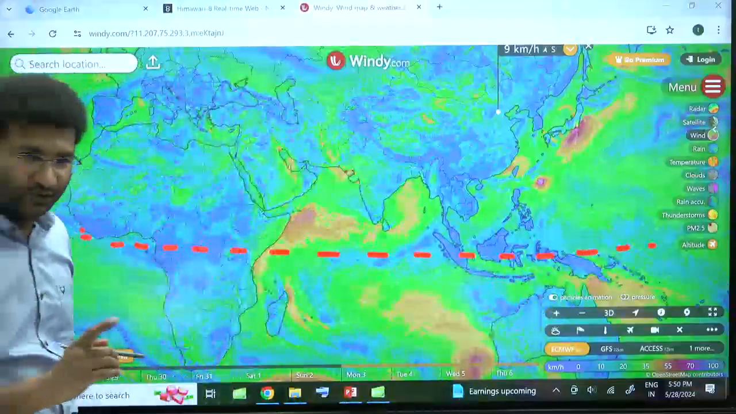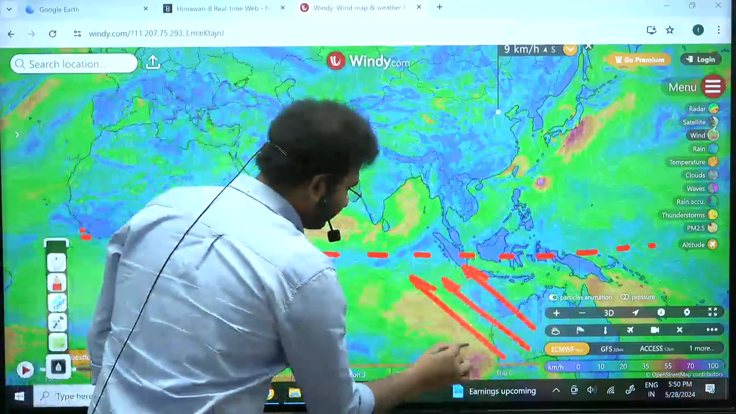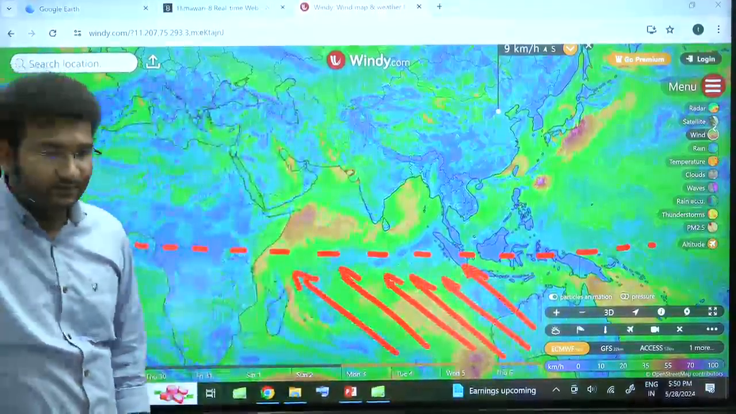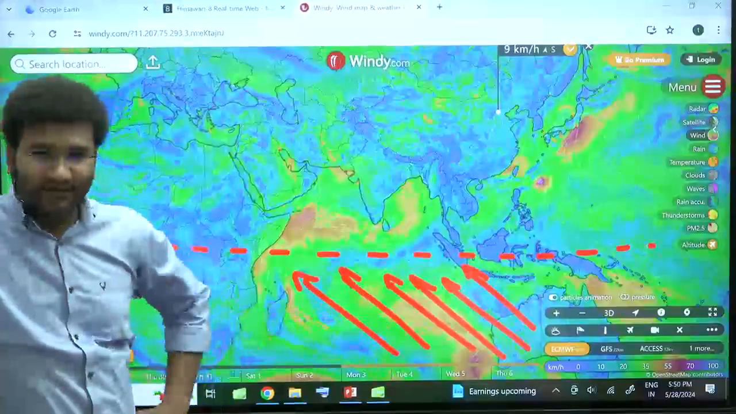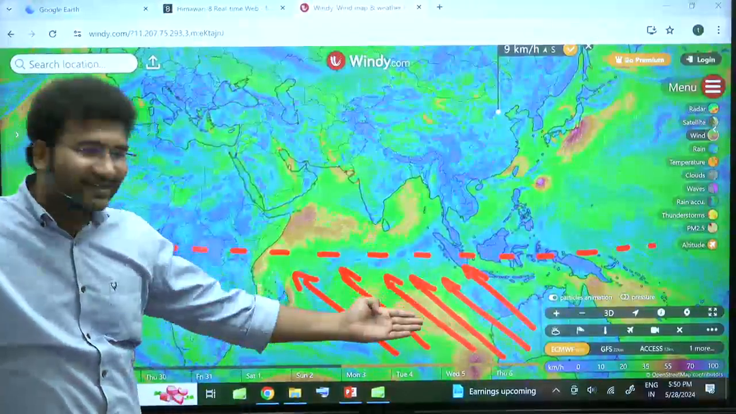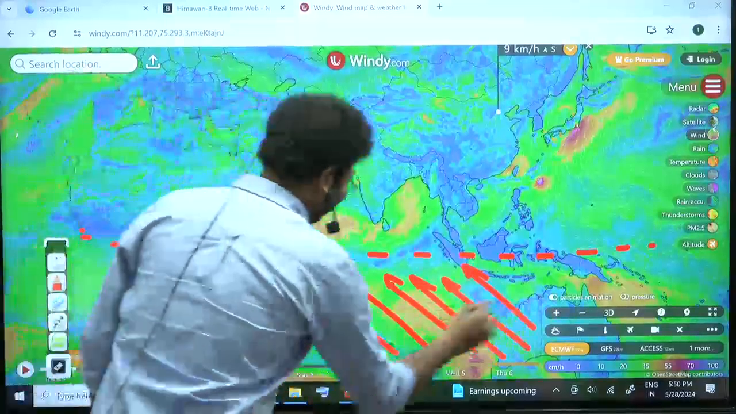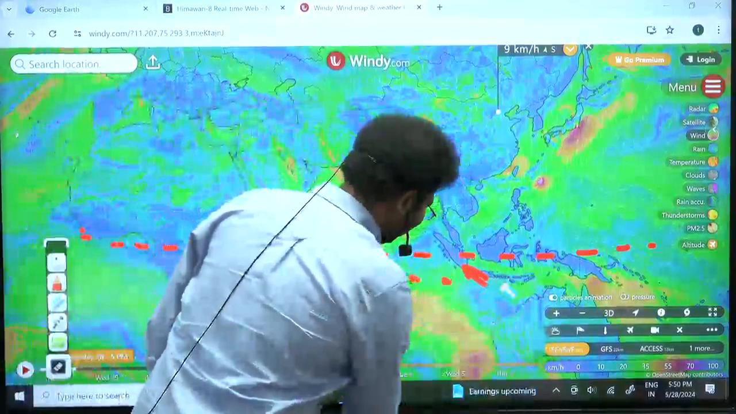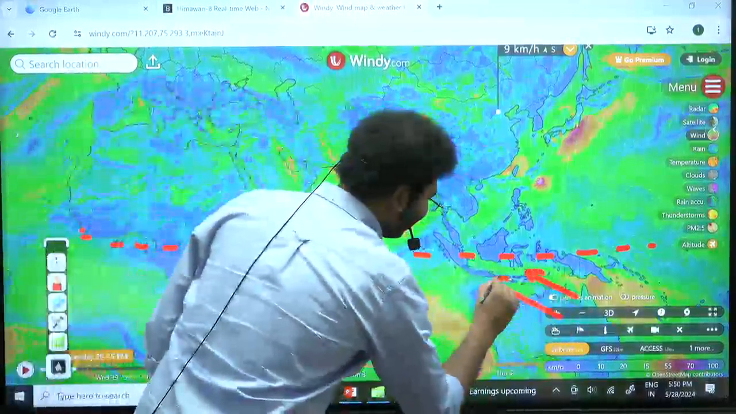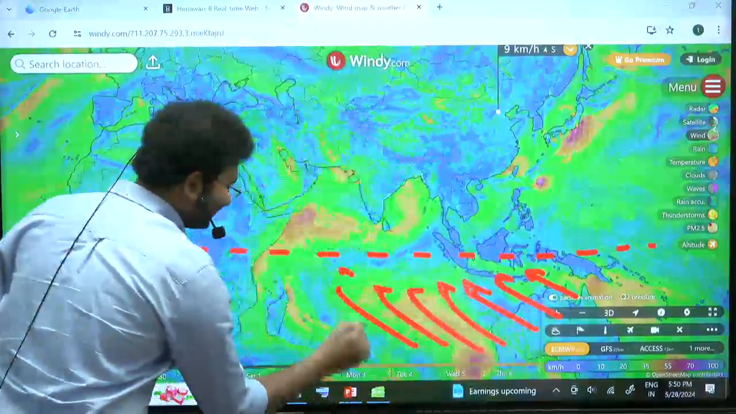Easterlies, the wind should be southeasterlies, right? This is how the wind should be. Are they in the right position? Is it coming in the right direction? No, easterlies. Okay, I'll draw like this, right?